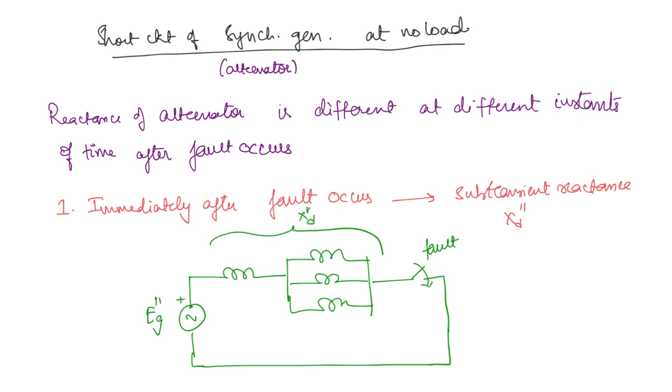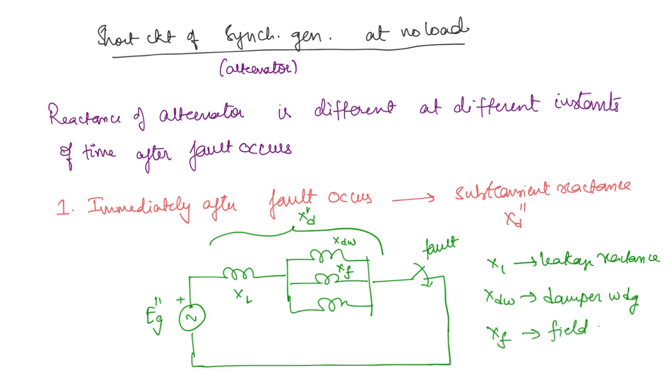So what are these individual reactances? The first one here is XL. So this is the leakage reactance, and here you have the reactance due to the damper winding. Next you have the reactance due to the field winding, and finally the reactance due to the armature.